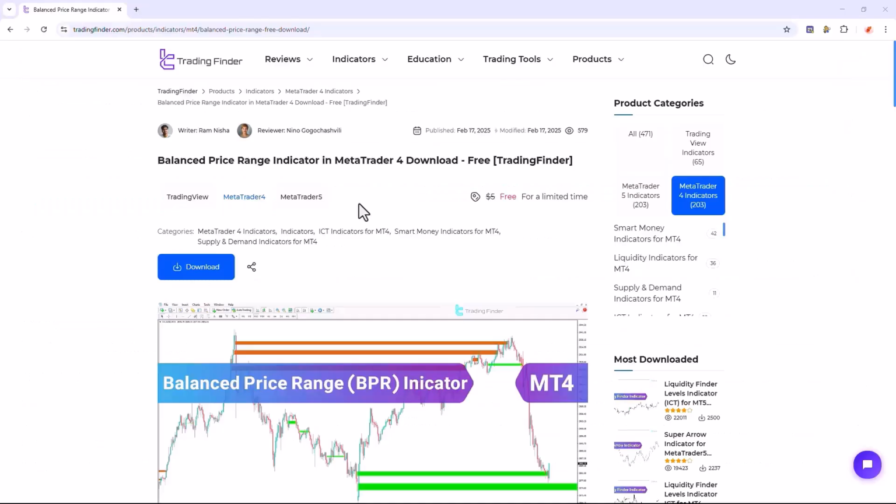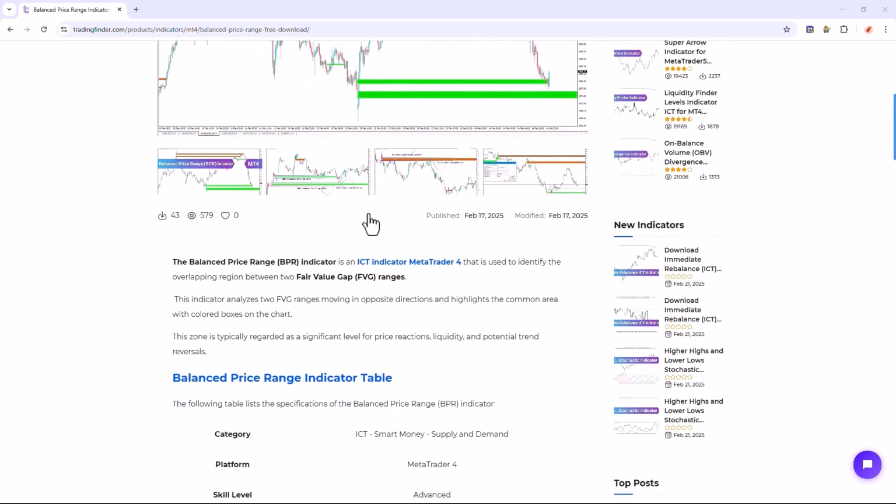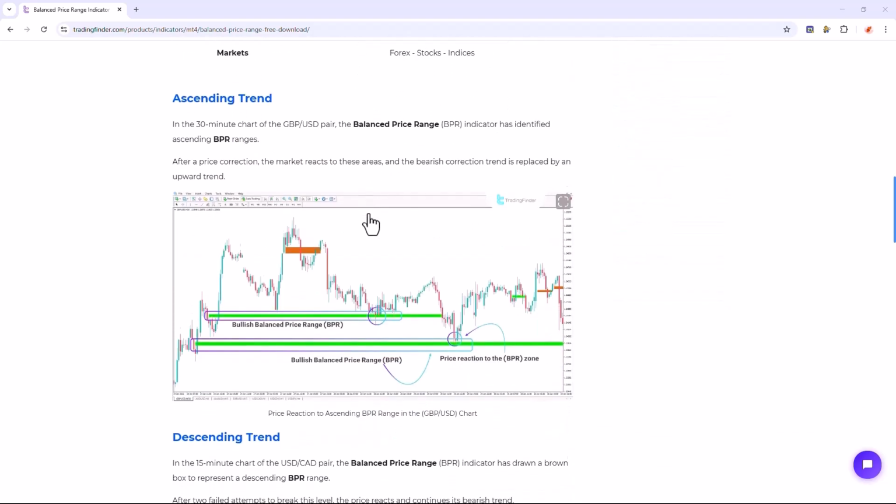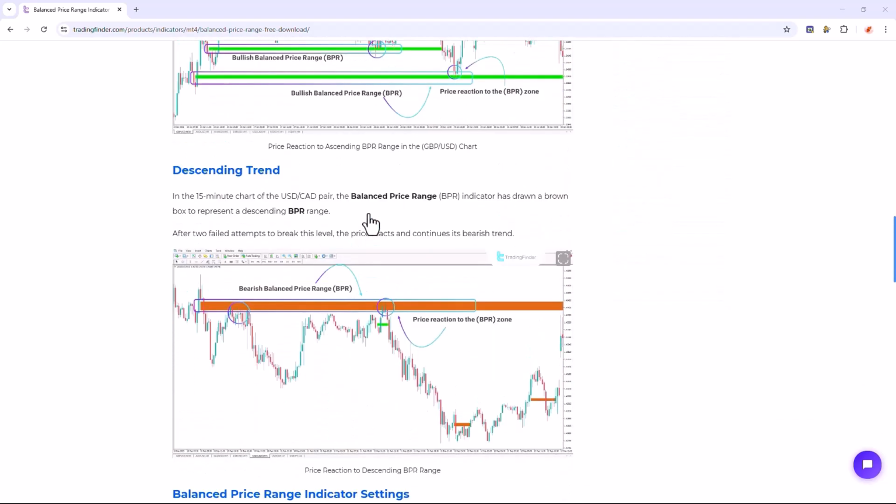The Balance Price Range (BPR) indicator is an ICT style indicator that is offered for various platforms on the TradingFinder website. From this section, you can download the indicator file for MetaTrader 4 and MetaTrader 5 platforms and apply it to the chart. Traders can also visit this page to learn how the indicator works.